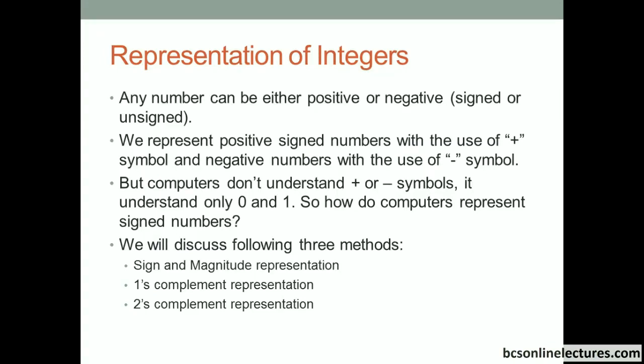Any number can be either positive or negative, signed or unsigned. We learned about that in the previous chapter, the previous lesson. Any number can be either positive or negative, right? We can represent a positive signed number with the plus symbol, the plus sign, and a negative number with the minus symbol, the minus sign. That's how we learned positive and negative numbers in previous lectures.